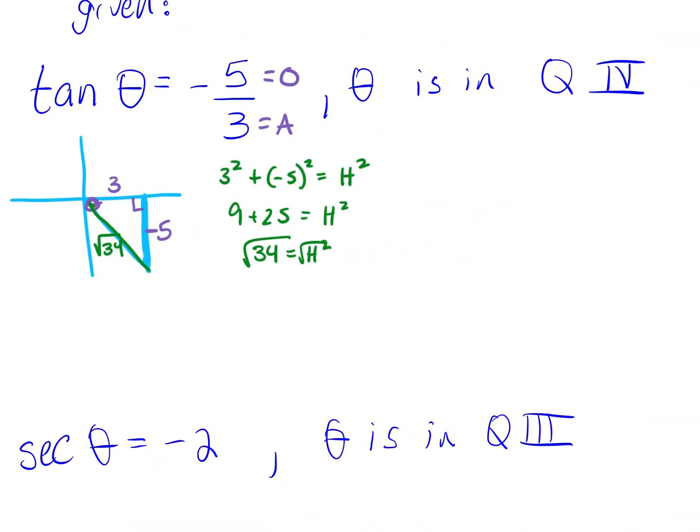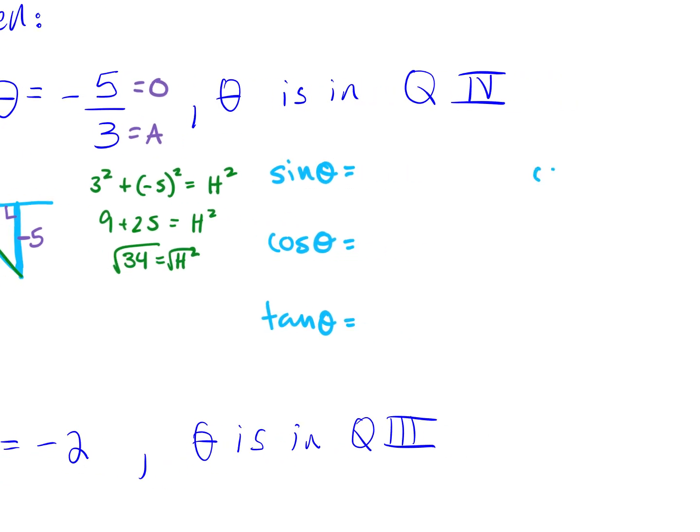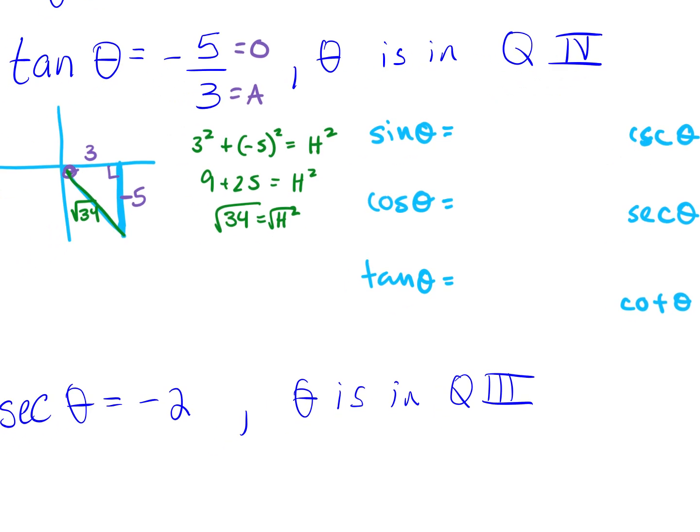So now that we've labeled everything on our triangle, let's find our 6 trig functions. So you're going to find sine of theta, cosine of theta. Tangent of theta is already given, so that one's going to be easy. And the reciprocals, so cosecant, secant, and cotangent. With these questions, I think it's super helpful to draw the triangle, because then you don't have to really remember that sine is y over r. You can just look at your triangle, and you know that sine is opposite over hypotenuse, because we know SOHCAHTOA.